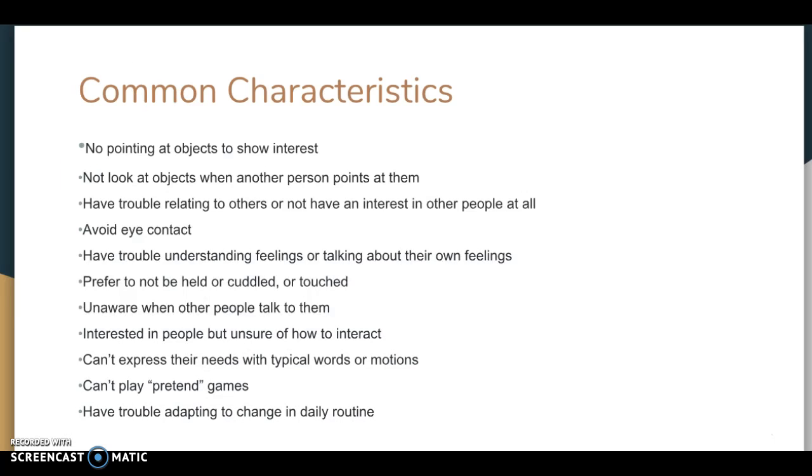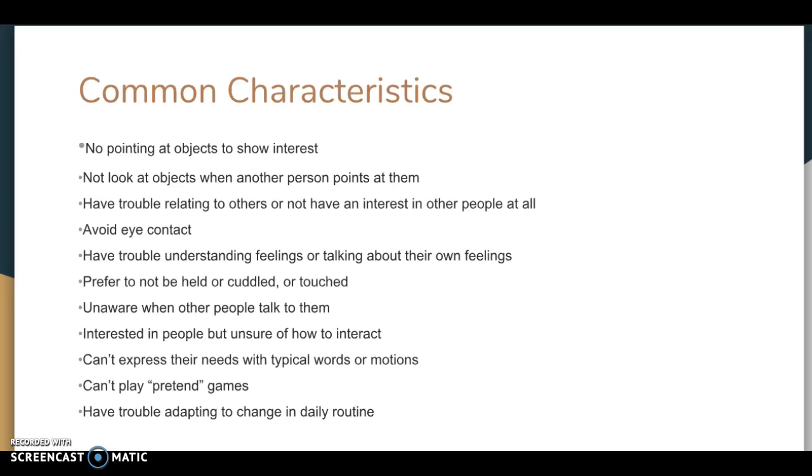So here are just some common characteristics. There may be no pointing at objects to show interest. They may not look at objects when another person points at them. They may have trouble relating to others or not have an interest in other people at all. They may avoid eye contact, which is something that people usually think of first when they think of ASD. They may have trouble understanding feelings or talking about their own feelings. They may prefer not to be held or cuddled or even touched. This could be due to some sensory issues. They may be unaware when other people talk to them, but aware of other sounds.